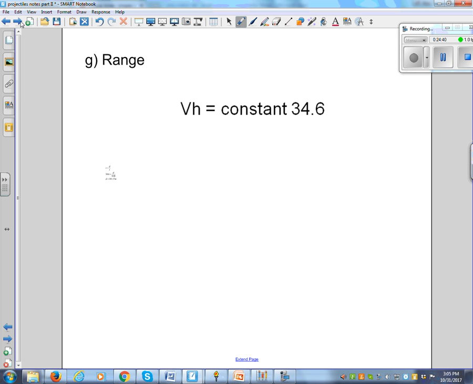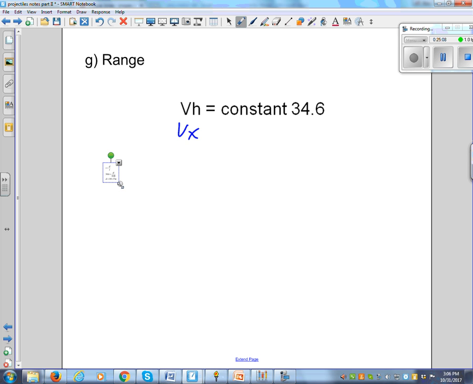Okay, what about the range? How far away does it land? Is the VH a constant 34.6? Yep, because the VH is the horizontal component of the VX, right? Remember that whole no air resistance conversation that we had over here? Yep, constant 34.6.